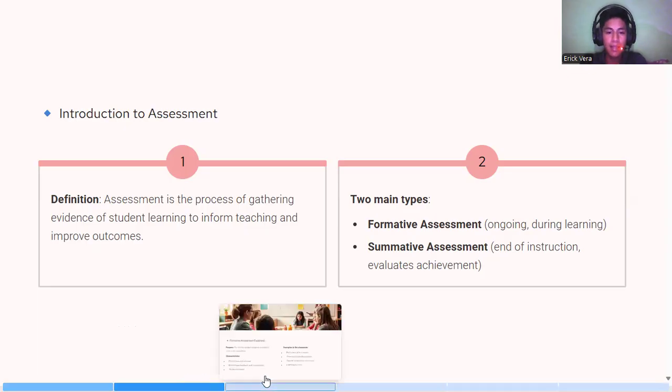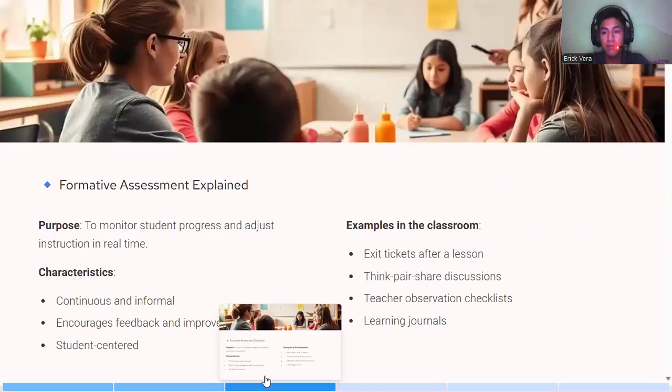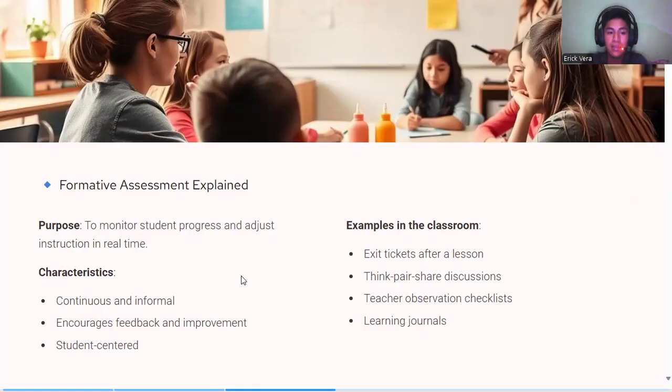Let's understand certain characteristics about the first one, the formative assessment. The purpose is to monitor student progress and adjust the instruction in real time. The key characteristics are continuous and informal, encouraging feedback and improvement. It's student-centered. Here I have some examples in the classroom: exit tickets, answer a lesson, the think-pair-share discussion, the teacher's observation checklist, and the learning journals.